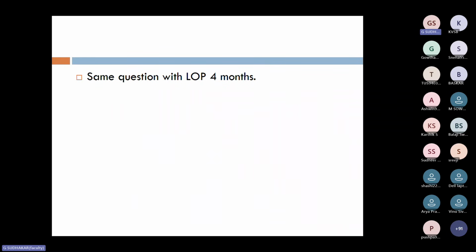That 25 lakhs will not attract income tax also. We have this choice available. Right. Okay, thank you.